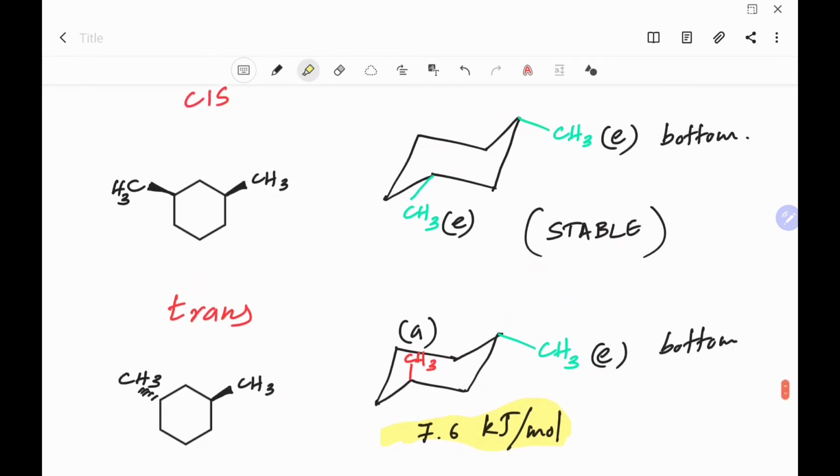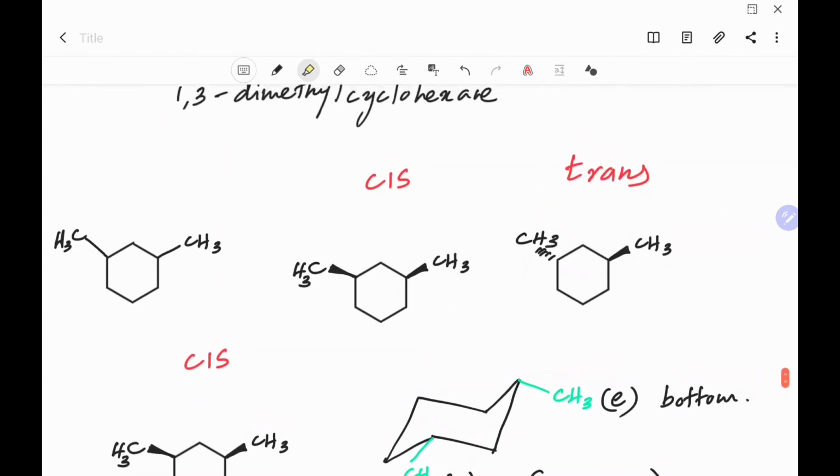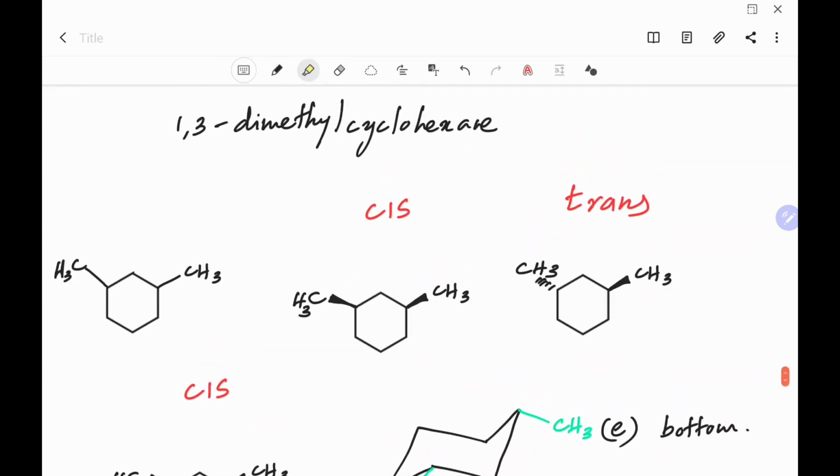Okay, so here's the cis and trans together. As you can see, for the cis isomer, you have the most stable conformation. Why? Because there is no 1,3 diaxial interactions. But for the trans isomer, even the most stable chair conformation has one CH3 group in the axial position, so therefore it is unstable. So out of the two isomers of 1,3 dimethyl cyclohexane, of course the cis isomer is more stable.